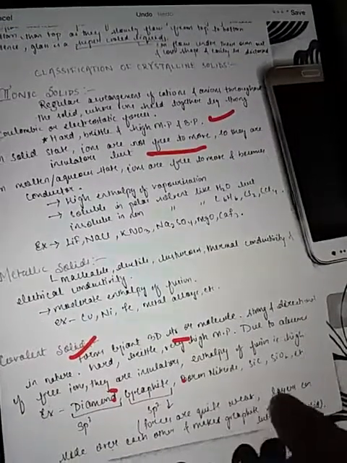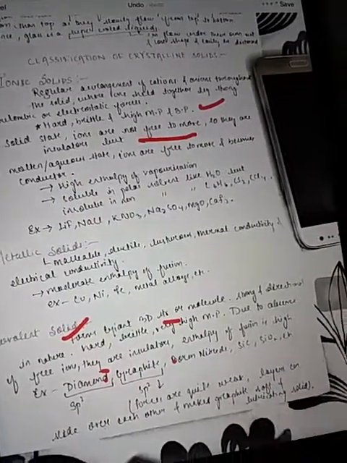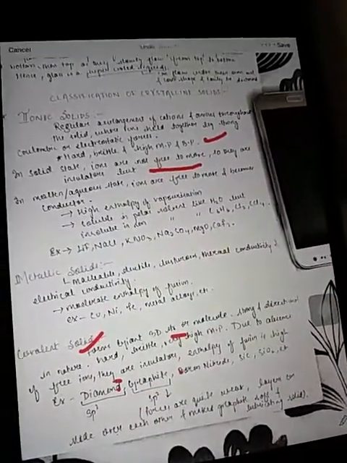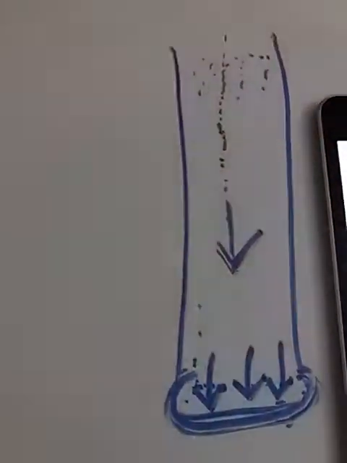Then forces are quite weak. Layers can slide over each other and make graphite a soft and lubricating solid. You can write this point, it's an important point. Forces are quite weak in graphite, so layers can slide over each other and make graphite a soft, lubricating solid.